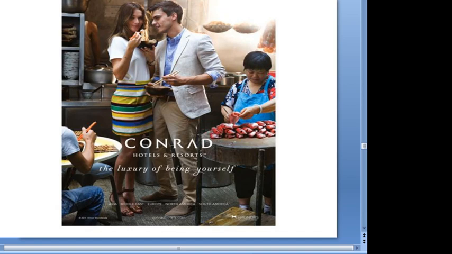A luxury one that communicates ego. It's an ego appeal. It was for Conrad, the luxury of being yourself, their motto or their logo. So it's an ego appeal.